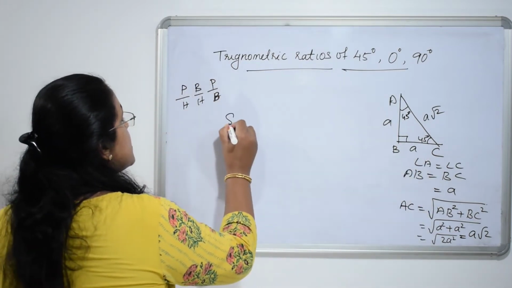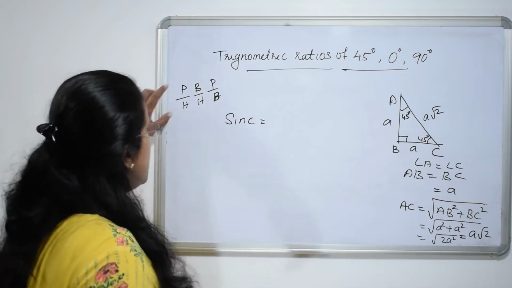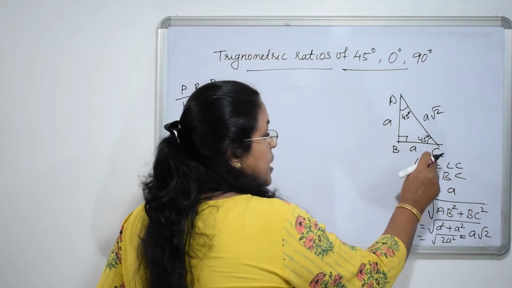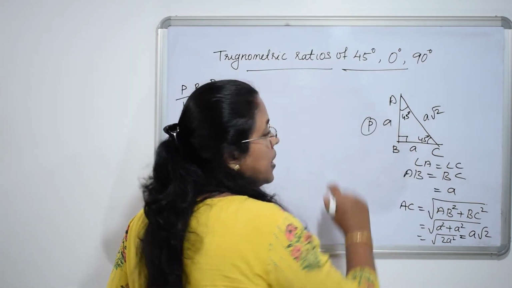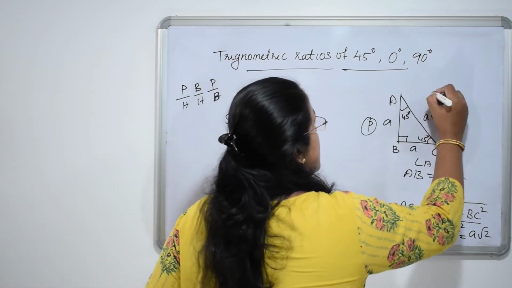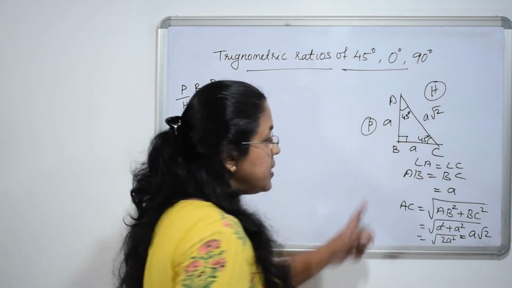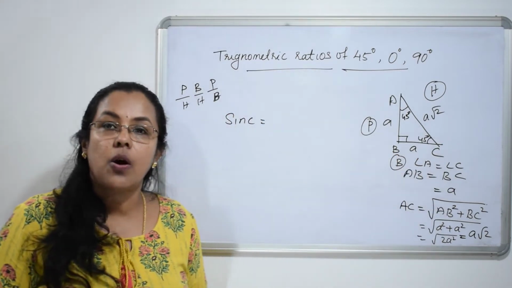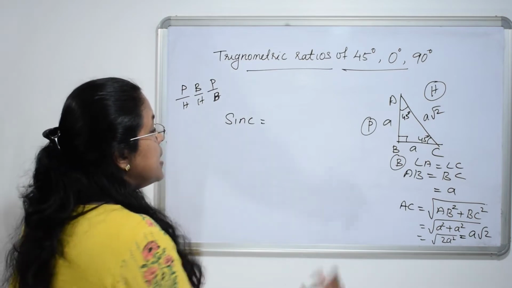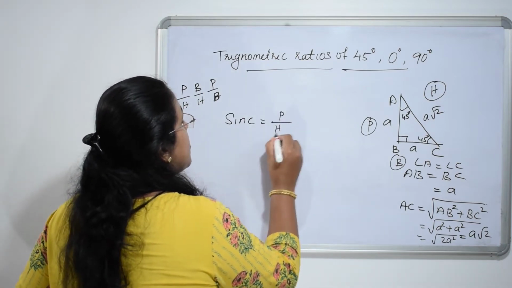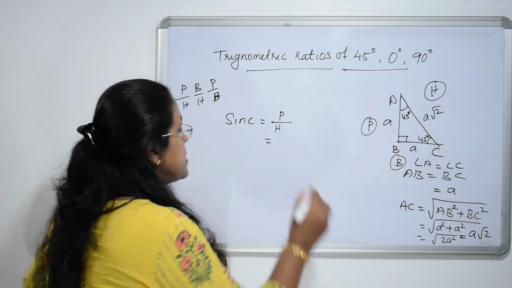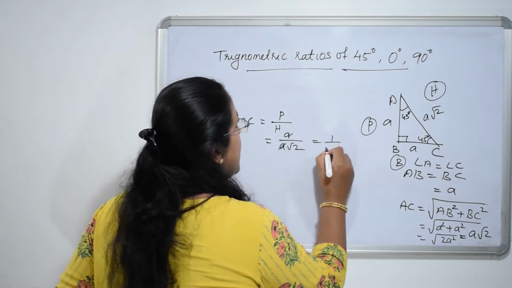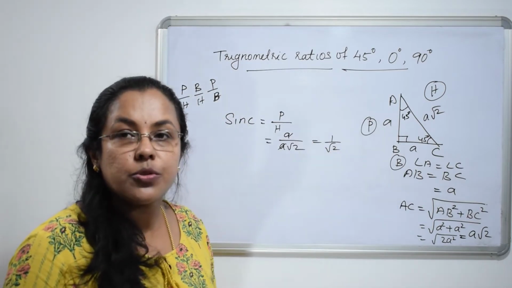Now what is sine C? We know sine C is perpendicular upon hypotenuse. Here with respect to C, this is the perpendicular or opposite side and AC is the hypotenuse and BC is the adjacent side or base. Then sine C is P by H, perpendicular by hypotenuse. That means A upon A by root 2. Cancelling A and A, we get the value as 1 by root 2.